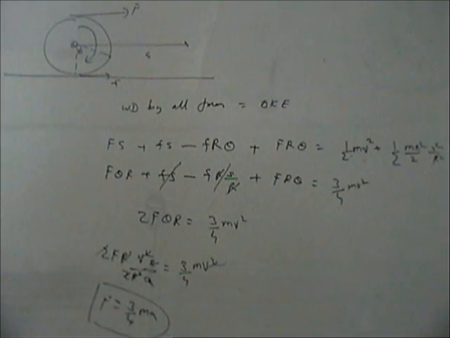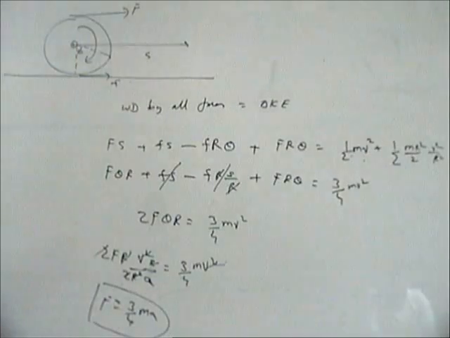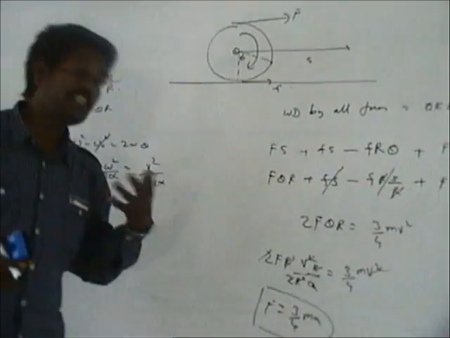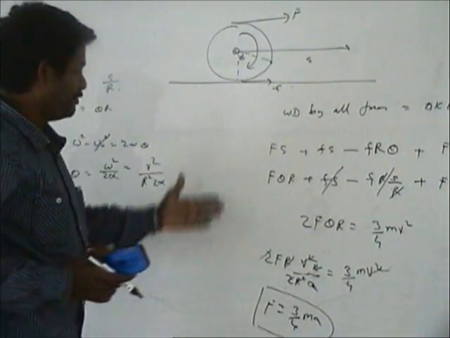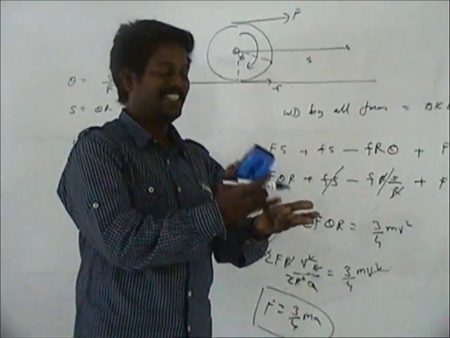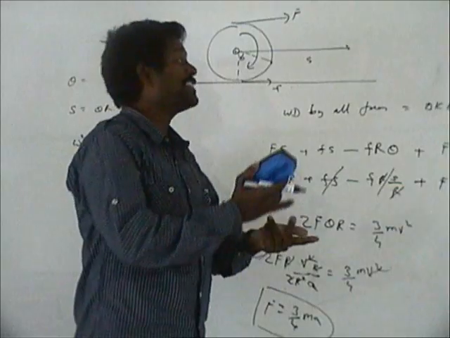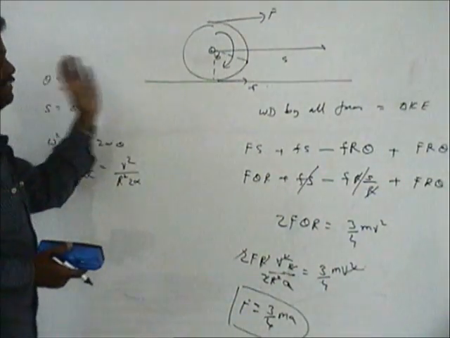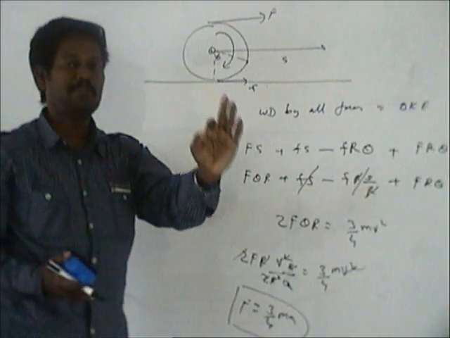In certain areas, we can use work and energy conservation. In certain areas, force equations are much easier. In certain areas, torque equations are much easier. So we found it in three ways: taking about the point of contact, taking about the center of mass, and using energy conservation. And whenever there is pure rolling, the work done by friction is zero.